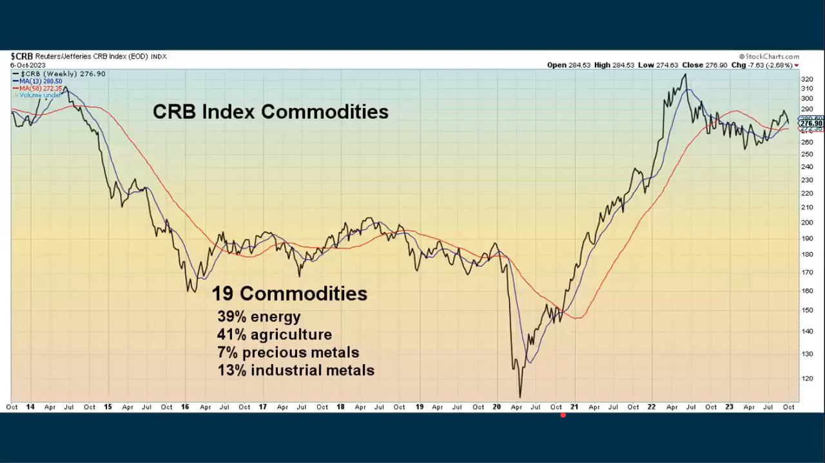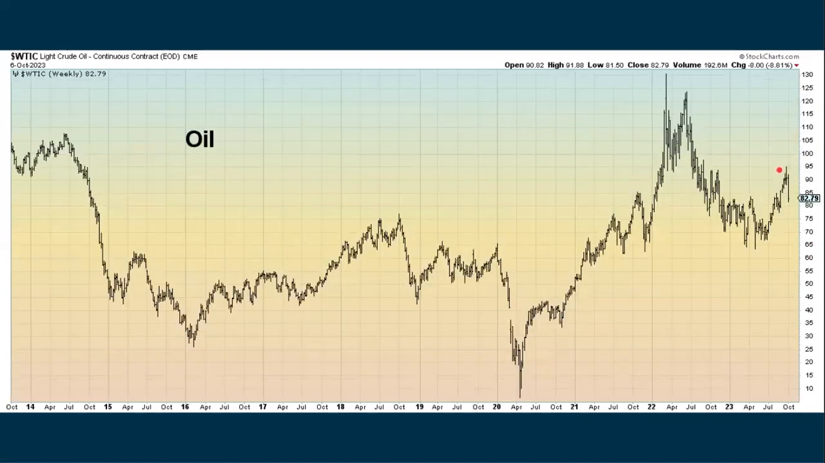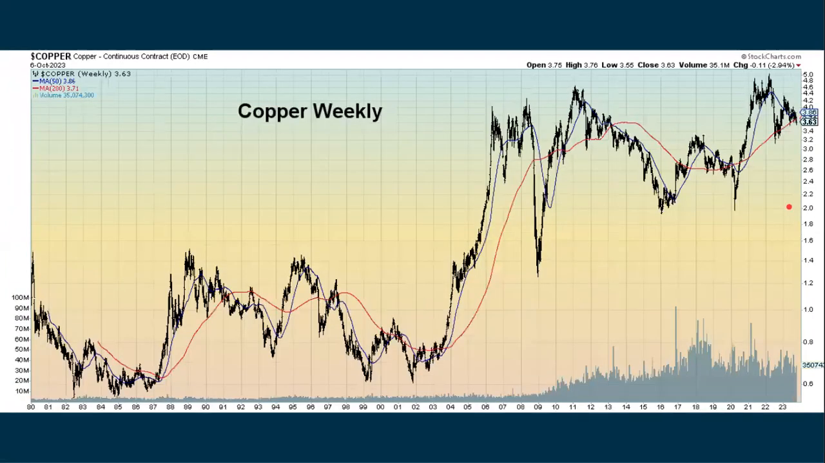Looking at some broad market measurements, this is the CRB index, where we did have a recent golden cross on the weekly chart, but we've been pulling back since then. Oil, which had gone up into the 90s, is now dropping down into the low 80s. Copper is still positive on the weekly chart. We're negative on the daily chart.